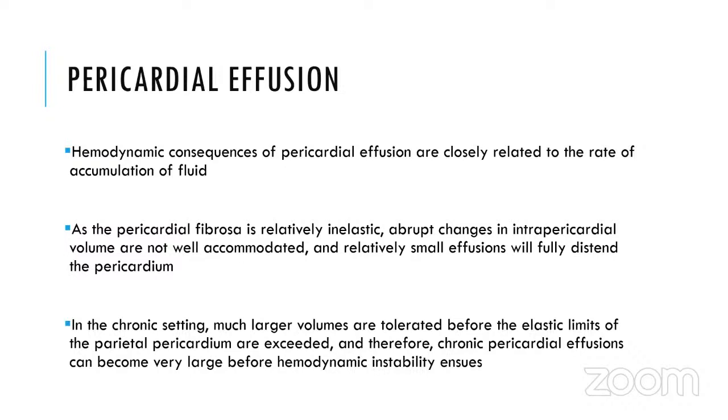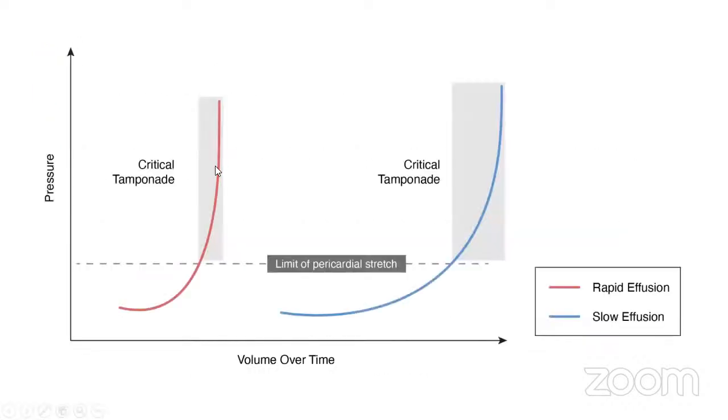In the chronic setting, much larger volumes are usually tolerated before the patient becomes hemodynamically unstable. This graph here shows the relationship between rate of accumulation and time. And as you can see here, in patients where the fluid accumulates rapidly, the limit of the pericardial stretch is reached very quickly, and that can lead to critical tamponade. However, patients who accumulate large amounts of fluid over a longer period of time usually do not develop clinically significant tamponade until after a very large amount of fluid has accumulated.